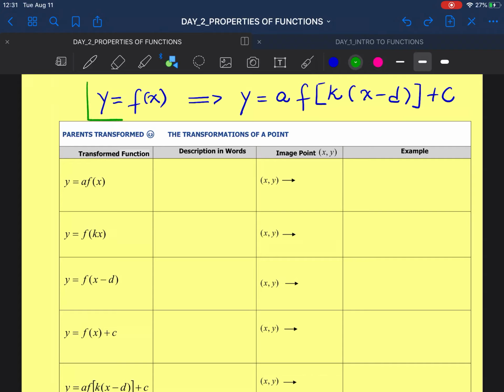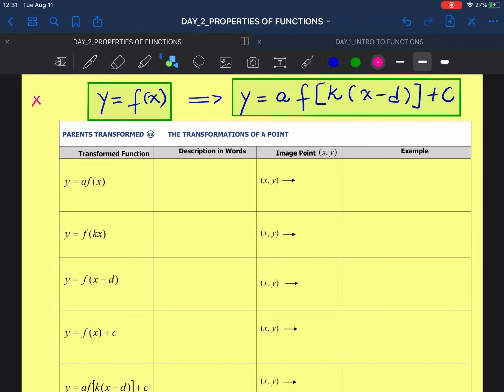Suppose that y equals f of x represents the equation of any parent function. We are going to take a look at what's going to happen to a point on the graph of y equals f of x, and the point can be indicated by the coordinates (x, f of x), when the function has undergone such transformations. Remember, the transformations are caused by the following coefficients: coefficient a, k, d, and c.